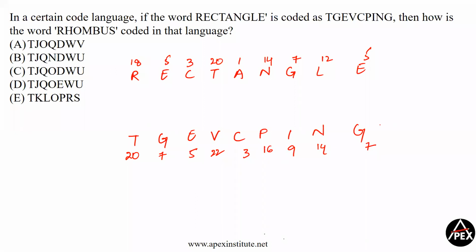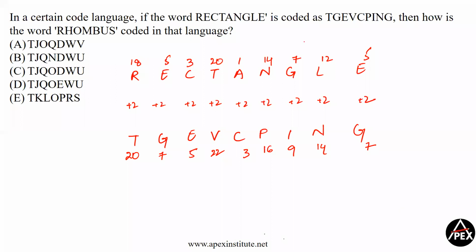Okay, so the first thing I will do is convert the alphabets to numbers. So what did you observe here? Any observations? Yeah. Plus 2, isn't it? So 18 plus 2, 5 plus 2 is 7, 3 plus 2 is 5, 20 plus 2. So, okay, the difference is constant. I can apply the same logic to rhombus. So what is the coded form of rhombus?